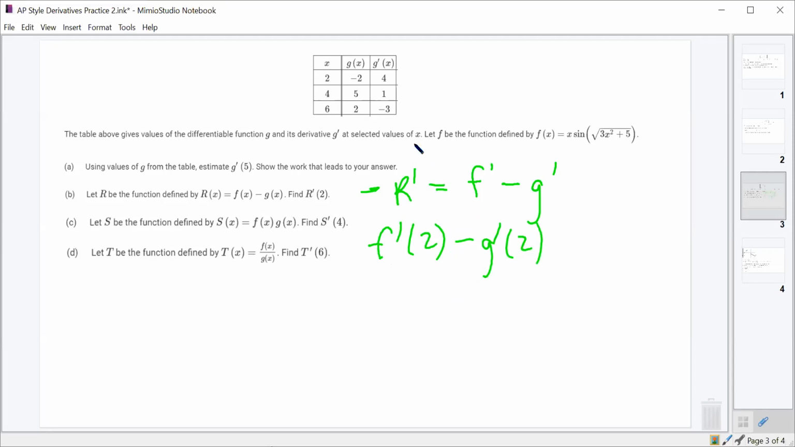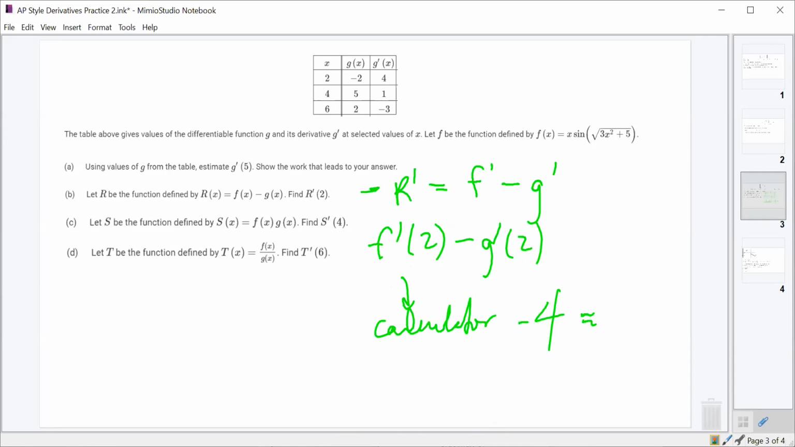First off, g prime of 2 is in the chart, so g prime of 2 is 4, right? And then we will use the calculator to figure out what f prime of 2 is. So we're going to use the calculator for that, and we'll subtract 4 from whatever we get. So let's make sure we remember how to do that.